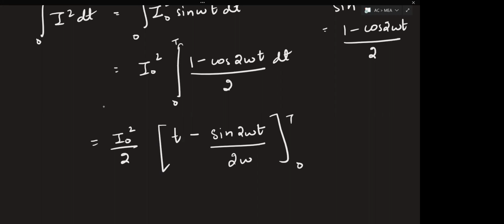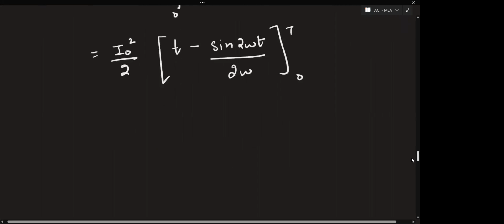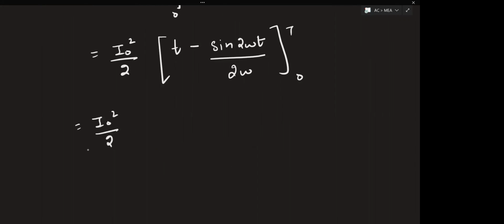When it was omega, we divided by omega. Here it became 2 omega, so we'll divide by 2 omega. So I naught square divided by 2, leave it. T from 0 to T will be simply T. This becomes sine 2 omega t divided by 2 omega. You can do one thing, minus 1 by 2 omega is here. What is left? Sine 2 omega t is left.